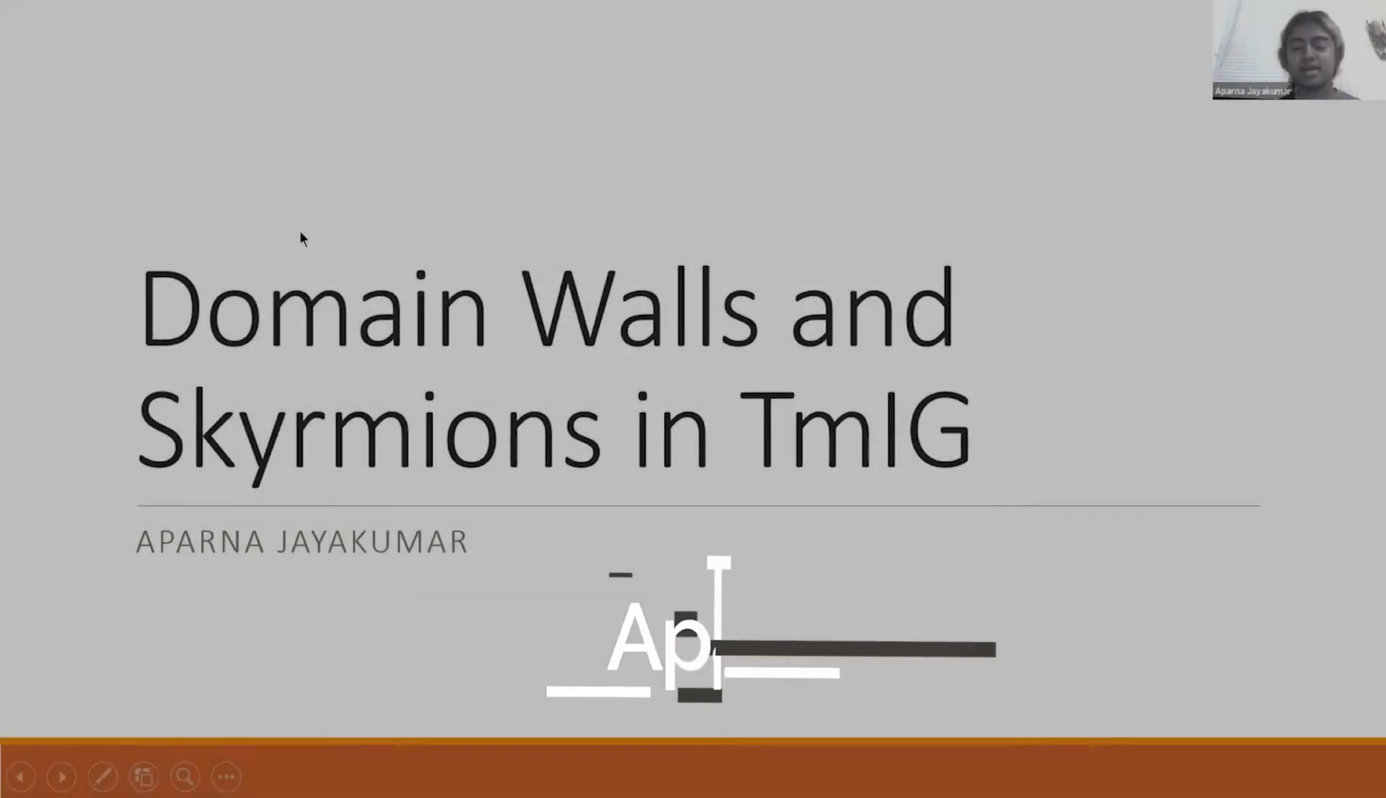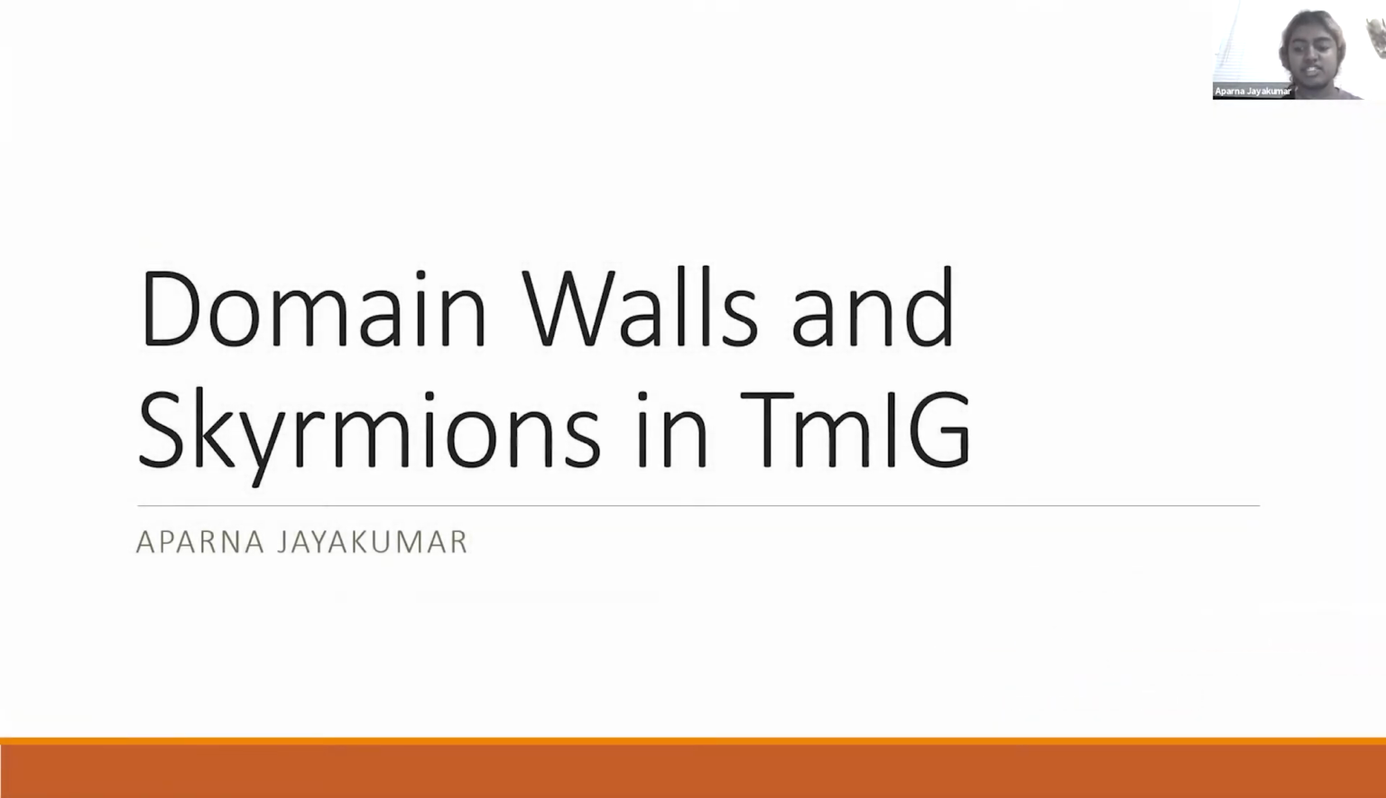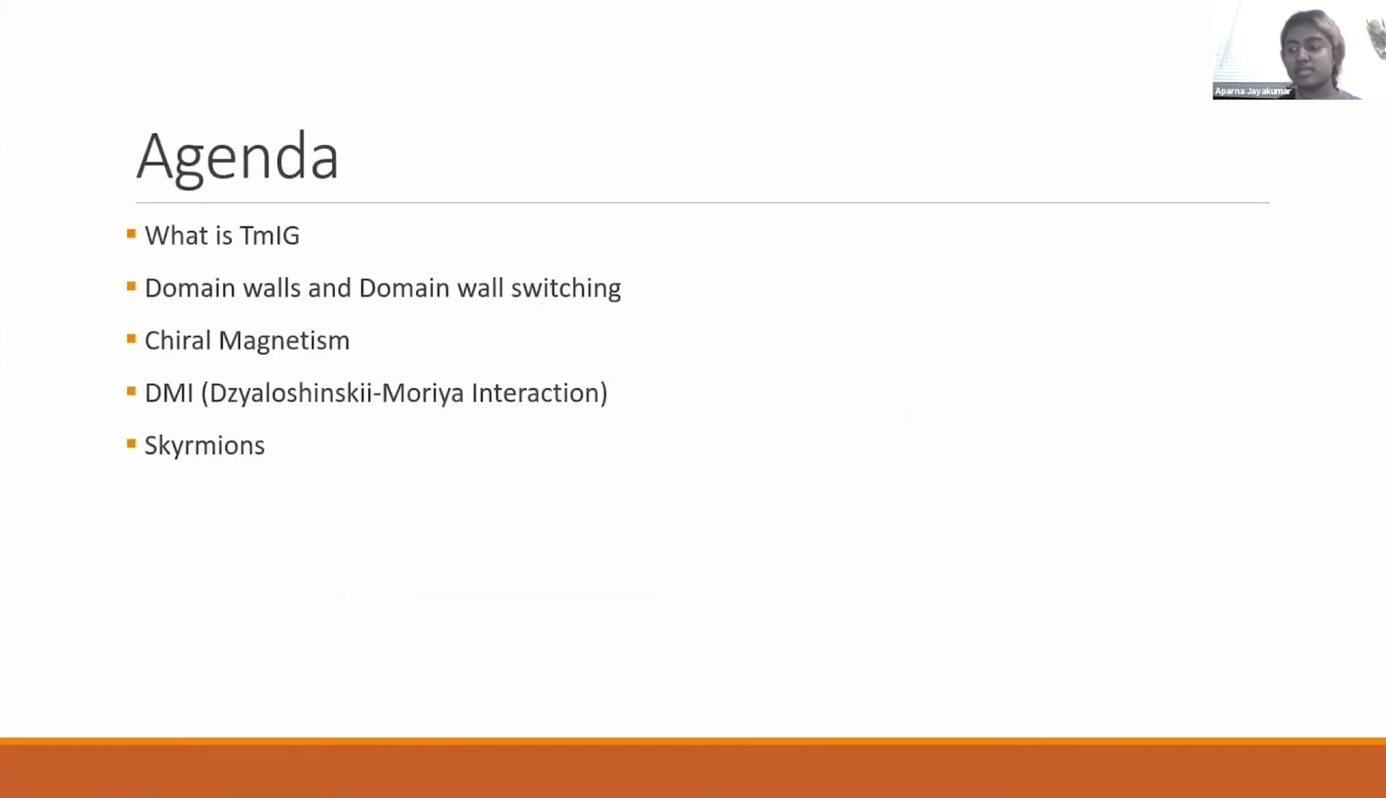Good morning. I'm going to be talking about domain walls and skyrmions in the material TmIG. TmIG is also known as thulium iron garnet. I'll be talking about some of the material properties of it, as well as domain walls and domain wall switching in the material. Then I'll be talking about chiral magnetism, Dzyaloshinskii-Moriya interactions in the material, and skyrmions.